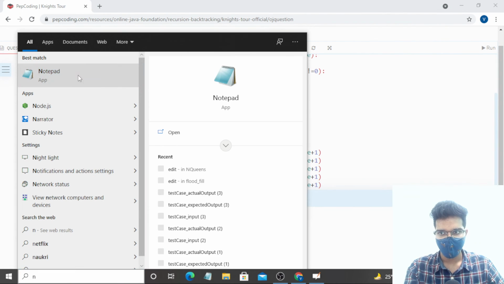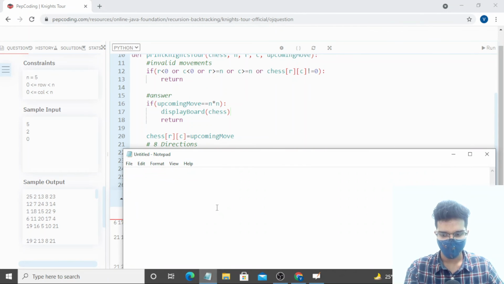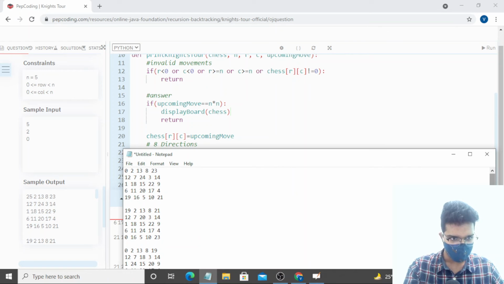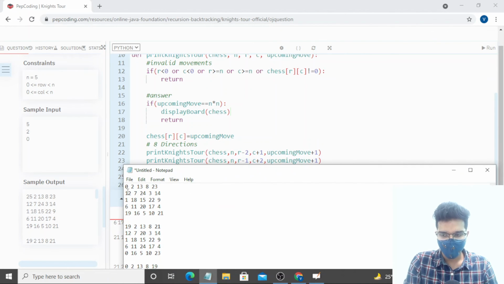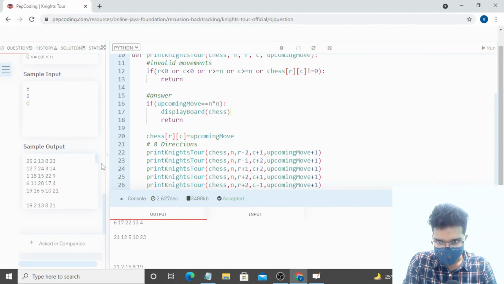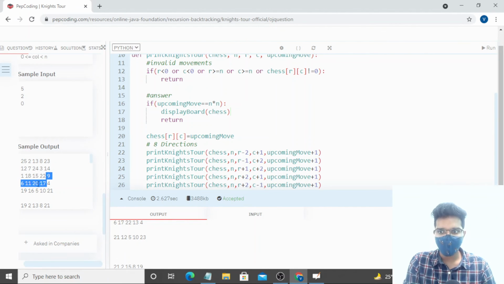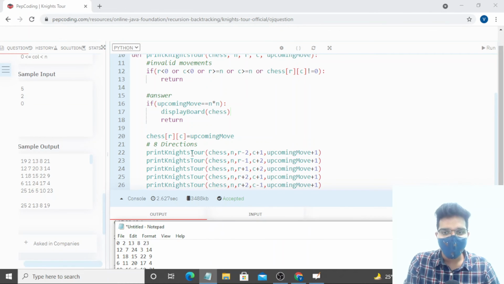Okay, so I will open a notepad. Here is our notepad. Let's go to the top. I want you to find the difference. What is the difference between our output and the original output? As you can probably see, in our output, instead of 25, we got 0. Here also, if we move downwards, again, instead of 25, we got 0.